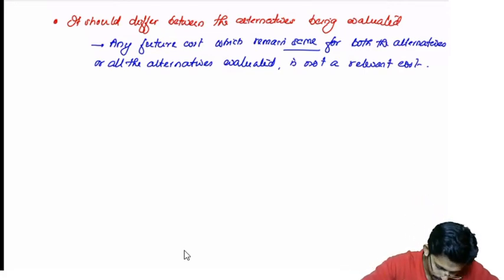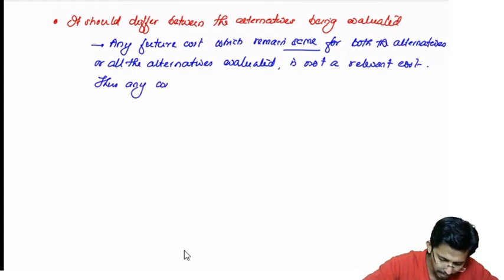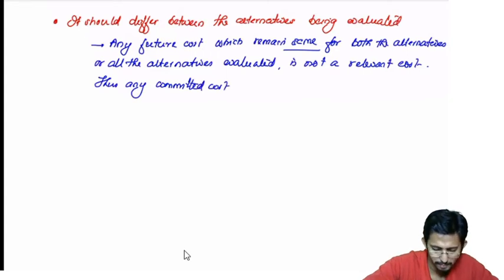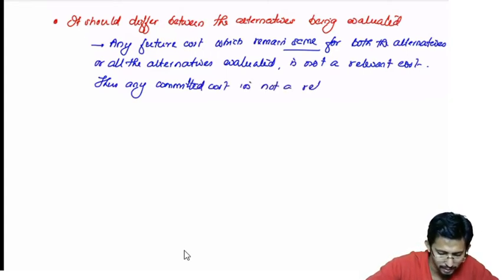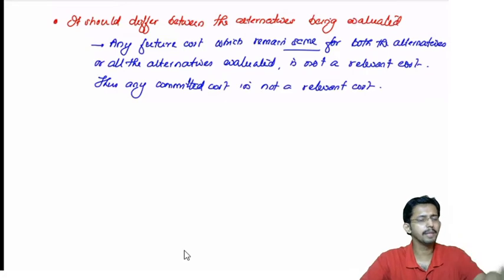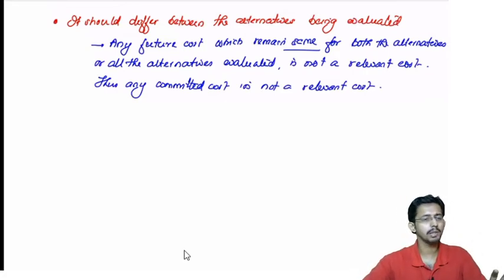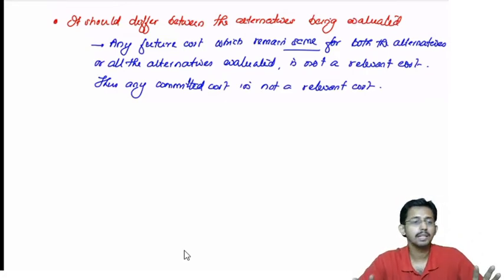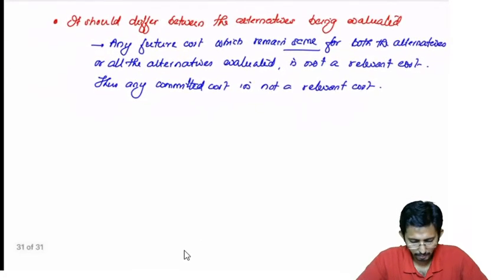Okay. Thus, any committed cost is not a relevant cost. Is it clear? You have given a commitment. We will incur that cost. We will pay you. Whatever be the decision, we will pay you. If there is a commitment like that, then it is not a relevant cost. Is it clear? Yes. Now, going further.